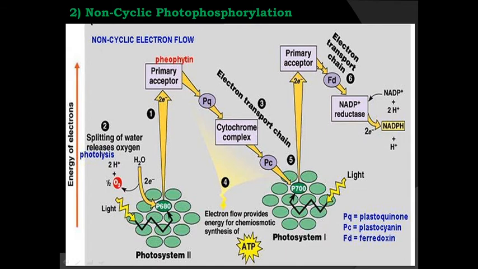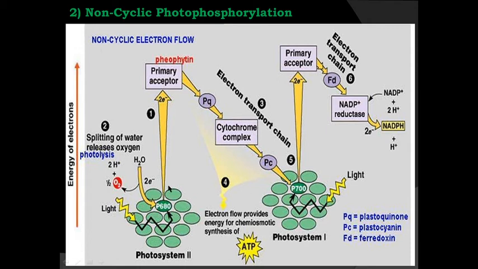Now this is the second process. It is known as non-cyclic photophosphorylation. In non-cyclic photophosphorylation, both pigment systems are involved. Pigment system second, its reaction center is P680, and pigment system first, its reaction center is P700.